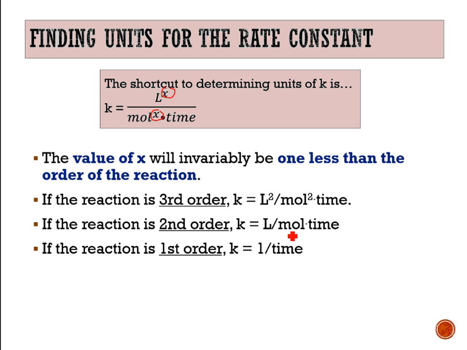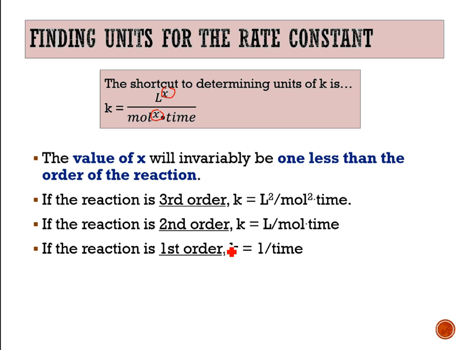Second order, liters per mole time. First order, just 1 divided by time. Of course, we can go higher than third order, but the rule still applies. If you had an 8th order reaction, then it would be liters to the 7th over moles to the 7th times time. A student asked about it, what does that look like, a liter to the 7th to the mole to the 7th time?